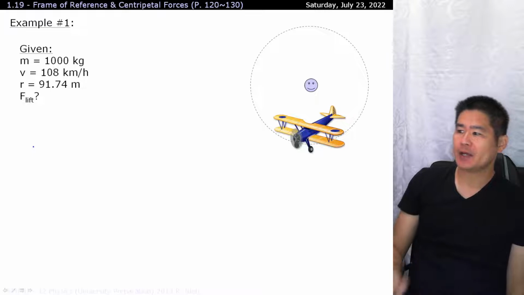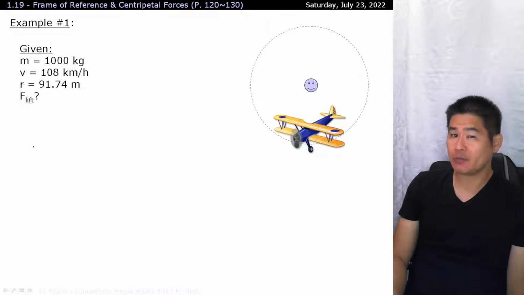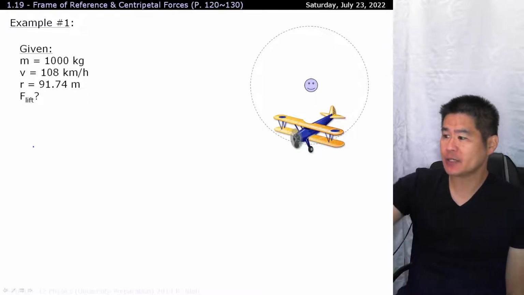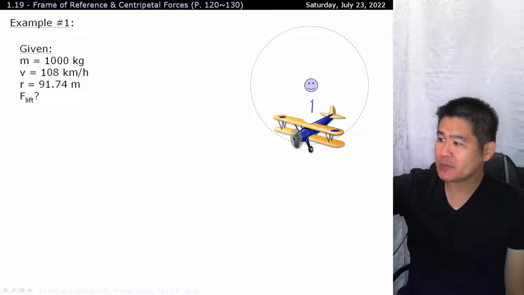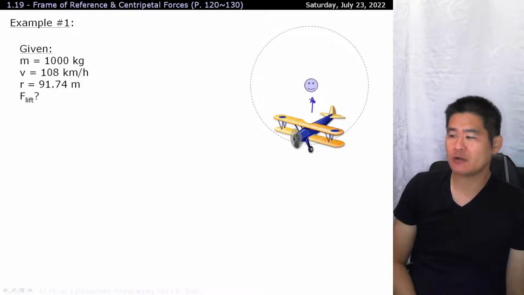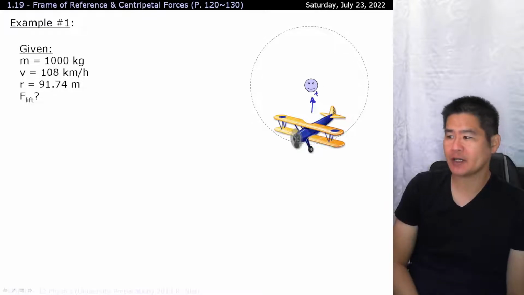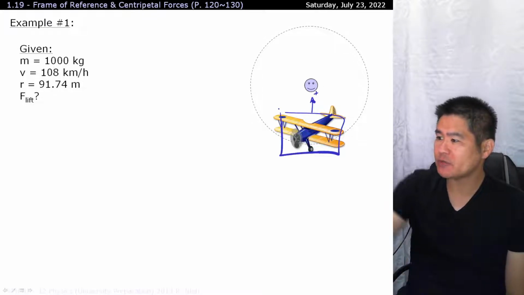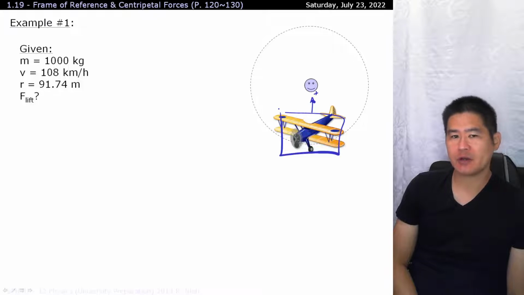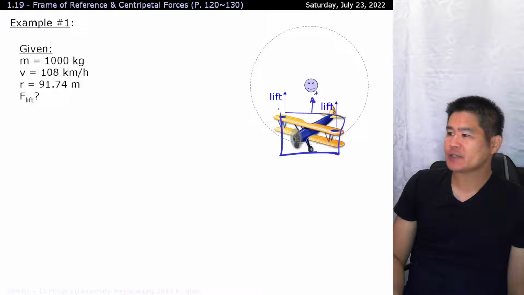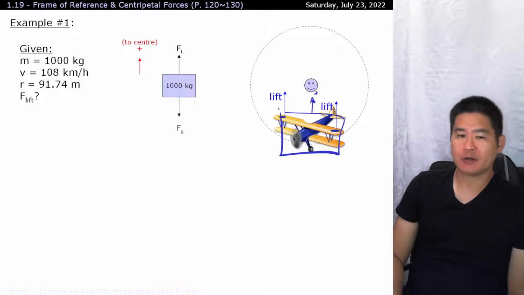Okay, the smiley face is just so that we understand what our frame of reference is. Because from here, we're taking it that anytime that you are moving towards the center of orbit is the positive direction of travel. That's how we define it. Okay, so even the free body diagram is right over here, our definition of positive is always to the center of rotation. All right, so our other forces are our lift forces and our gravitational force.